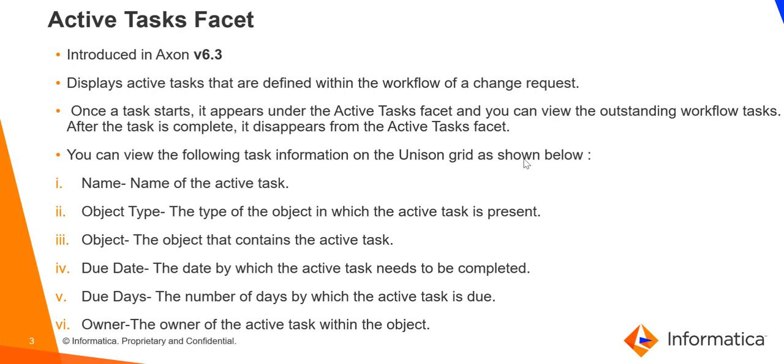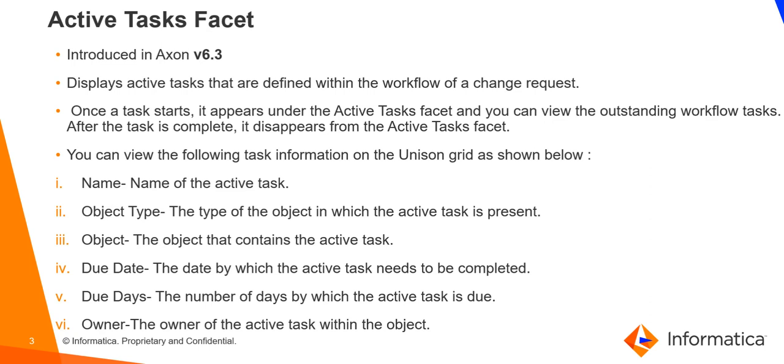Active task facet. It was introduced in Axon version 6.3. It displays all the active tasks that are defined within the workflow of a change request. Once this workflow task starts, it appears under the active task facet, and you can view the outstanding workflow tasks. After the task is completed by the corresponding stakeholder, it automatically disappears from the active task facet.